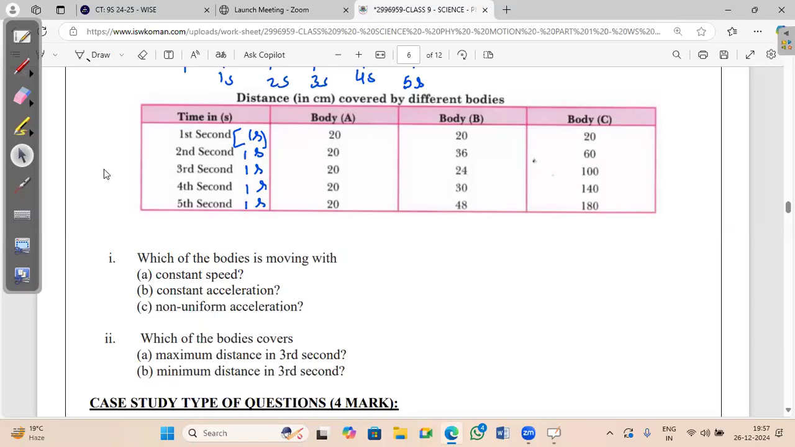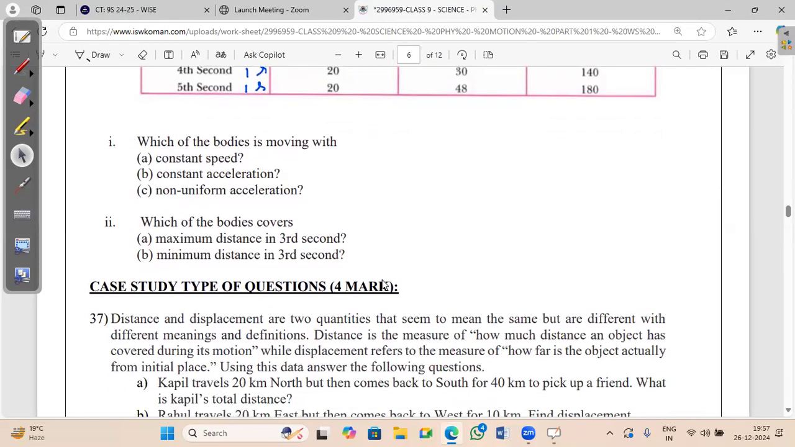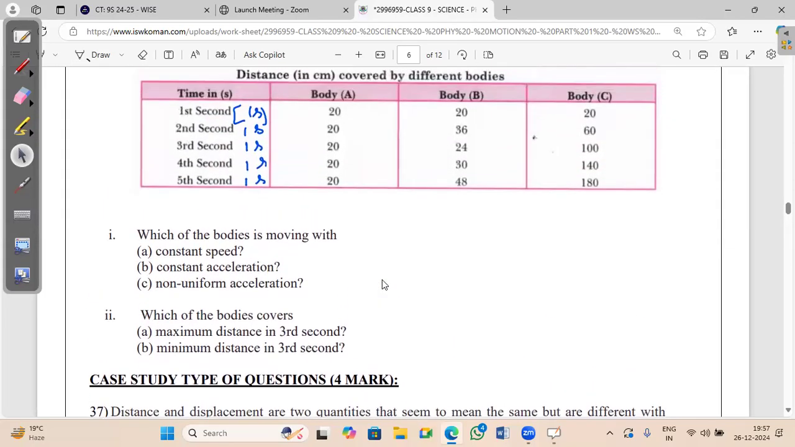Now if you want, you can try out this last one also. Which of the bodies covers maximum distance in the third second? Sir, C, because it's 100 centimeters. Okay, which one travels the minimum? A. All right. Yes, sir.